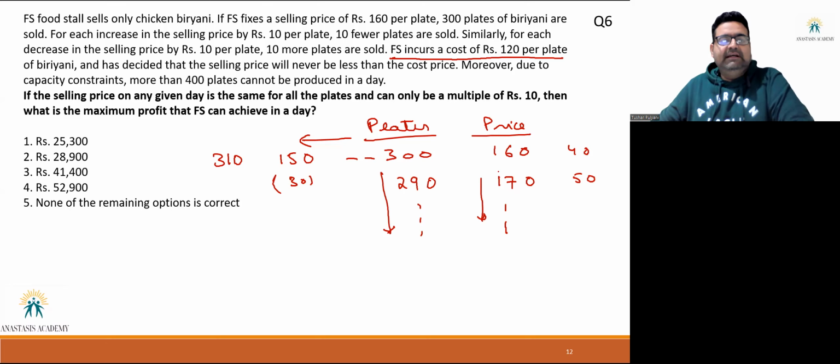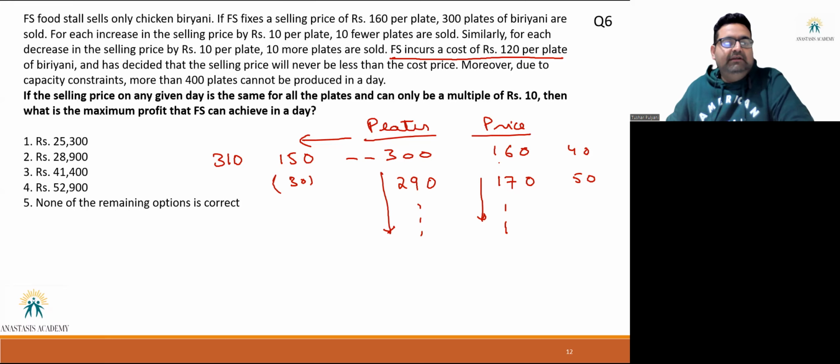Now, it says that there are a few constraints. The first one is that selling price will never be less than the cost price. So I'll never sell it below 120. When I keep decreasing my price from 160 to 150, 140, 130, I can go till 120 only. I cannot go beyond that. And on the other side, when I keep increasing my plates, there is a capacity constraint. I can never produce more than 400.